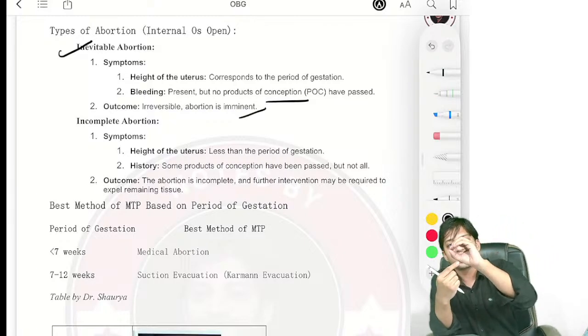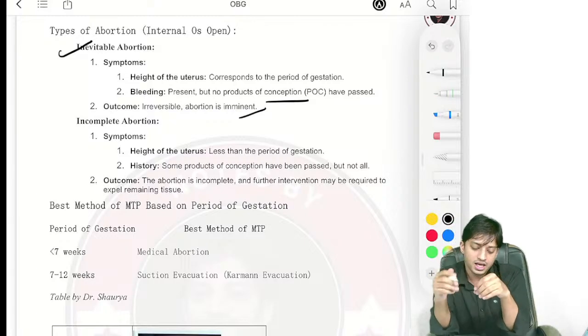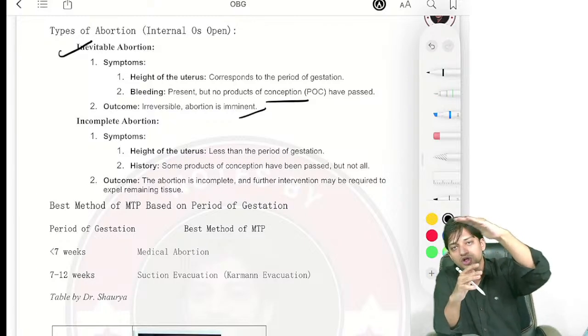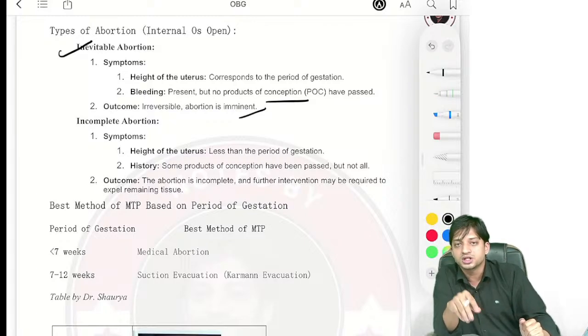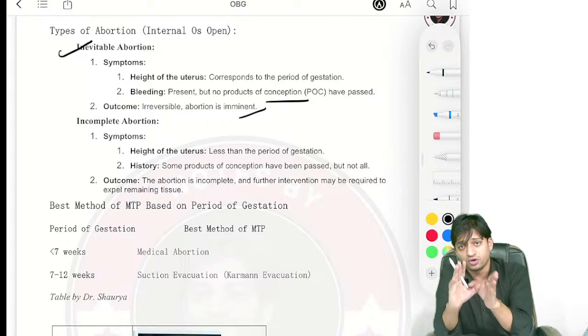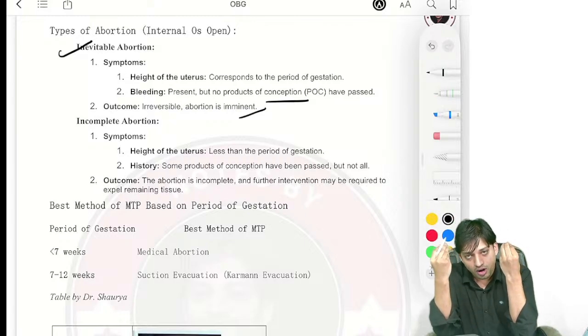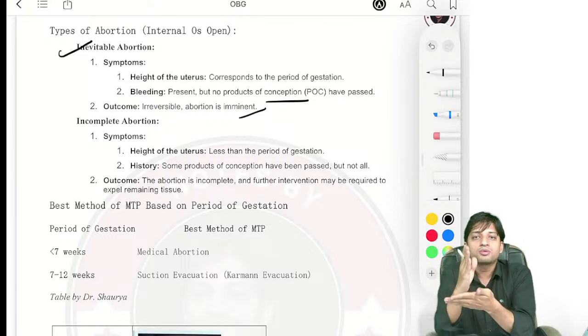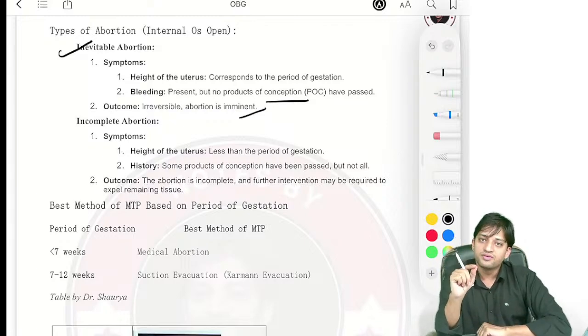Once you find the cervical os is open, internal os is open, and the uterus corresponds to the height of the period of gestation, and there is no product of conception that has come out yet, still there is a chance it will definitely come out, and it cannot be reversed or stopped. So that is inevitable abortion.